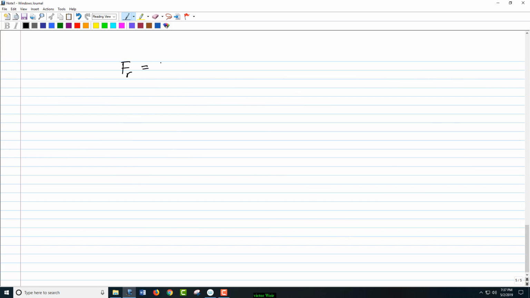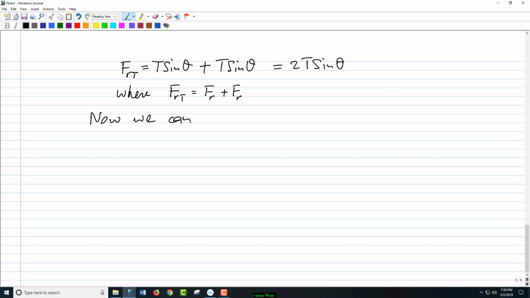Now we can apply Newton's second law, F equals ma. So for the radial force F subscript r, that should be equal to the mass of the segment multiplied by the acceleration a of the segment. The acceleration a is equal to v squared over r, where v is the speed of the pulse and r is the radius. So the centripetal force F subscript r is equal to mv squared over r.